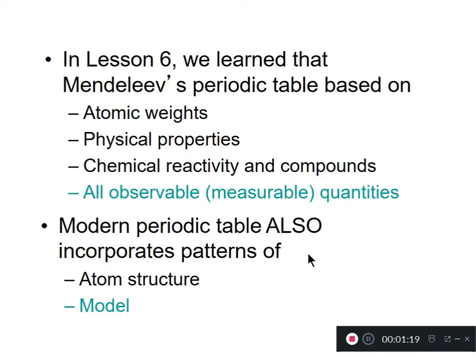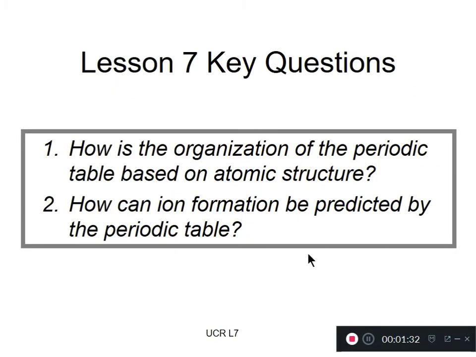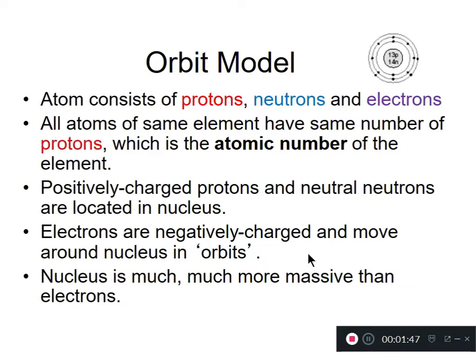Today, we're now going to show you how the periodic table also incorporates patterns of atomic structure. So we've talked about the models of the atom. Now we're going to see how that plays out in the periodic table. So we're looking for how the periodic table is based on atomic structure. Additionally, we're going to talk about how atoms form ions, and how we can predict that off of the periodic table.